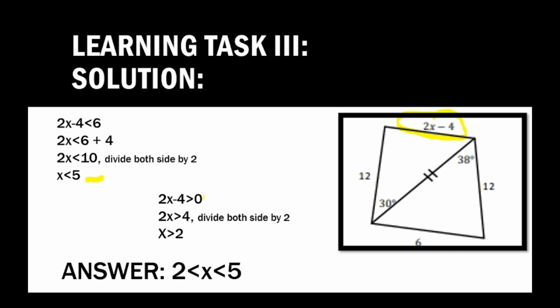Yung 2x minus 4 ay greater than 0. Syempre, dapat mas mataas sa 0 ang value nito. So, by solving, 2x is greater than 4, then divide both sides by 2, so x is greater than 2. So, ibig sabihin, yung x natin ay dapat mas mataas sa 2, pero mas mababa sa 5. Again, the range of the value of x must be greater than 2, but less than 5. Ayun, ang sagot.